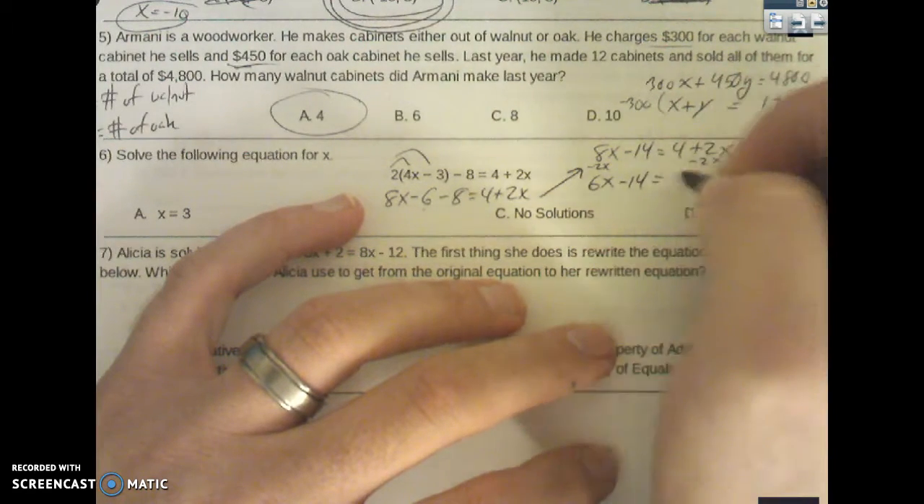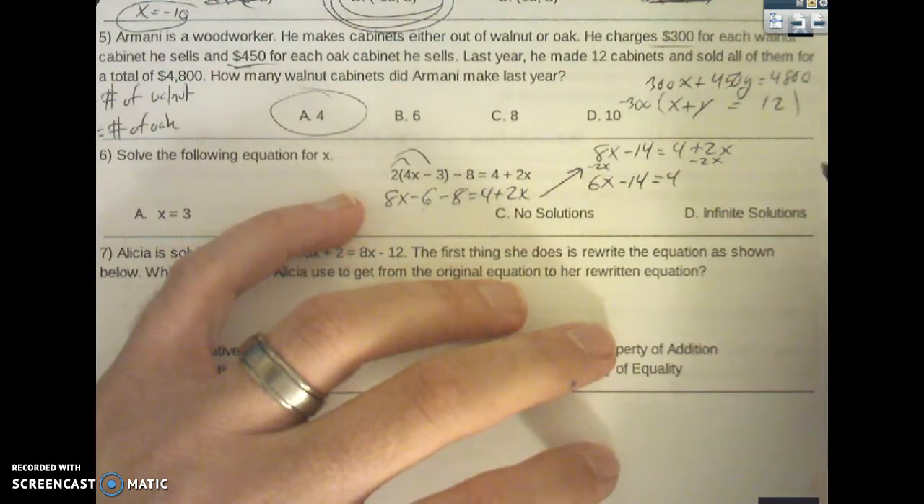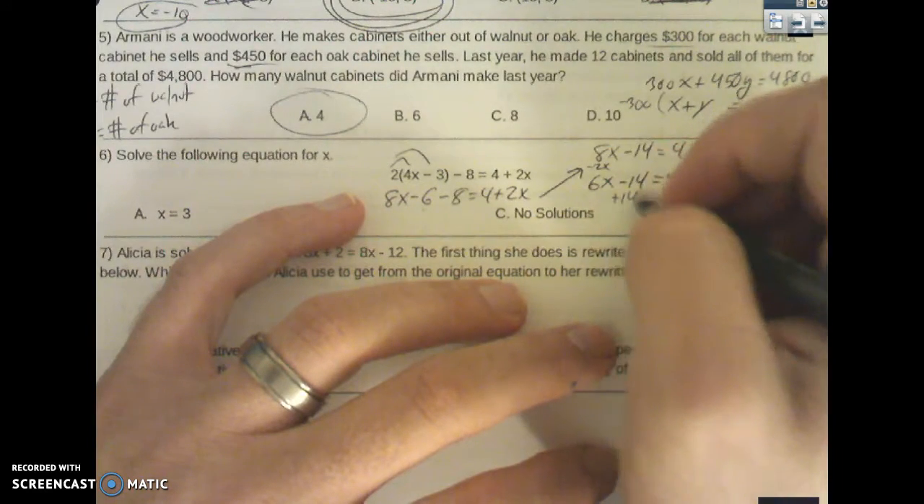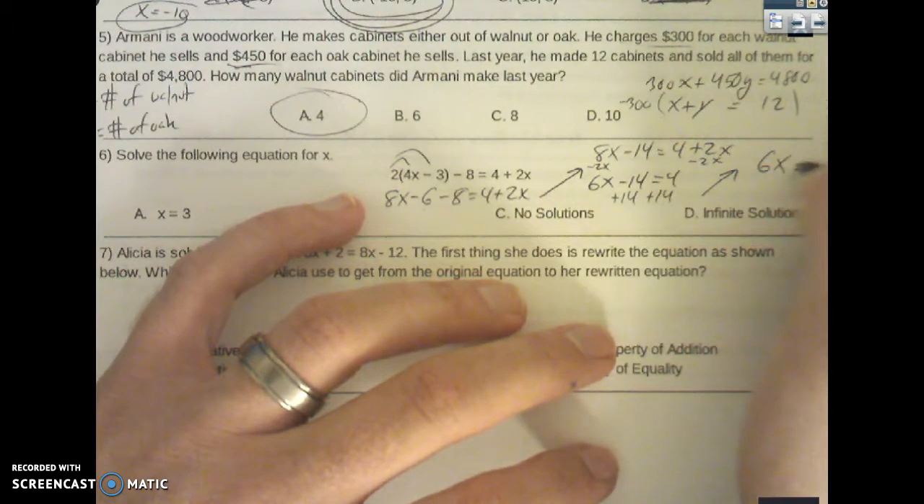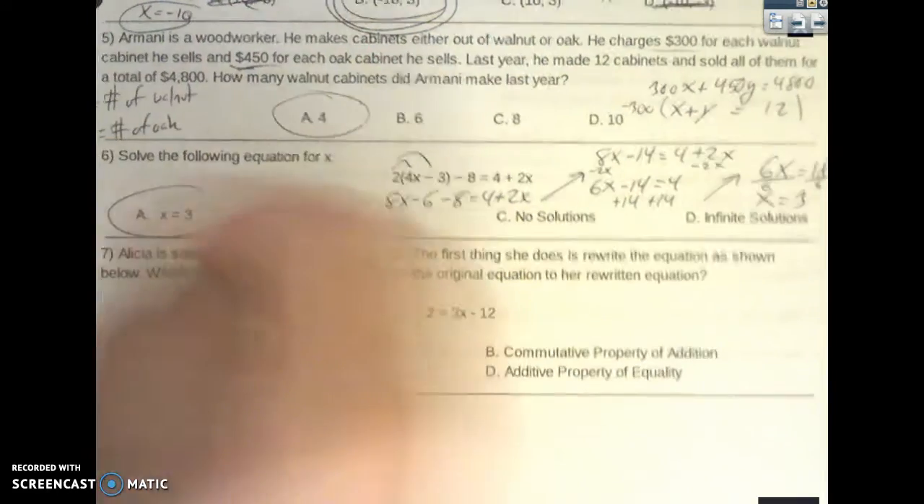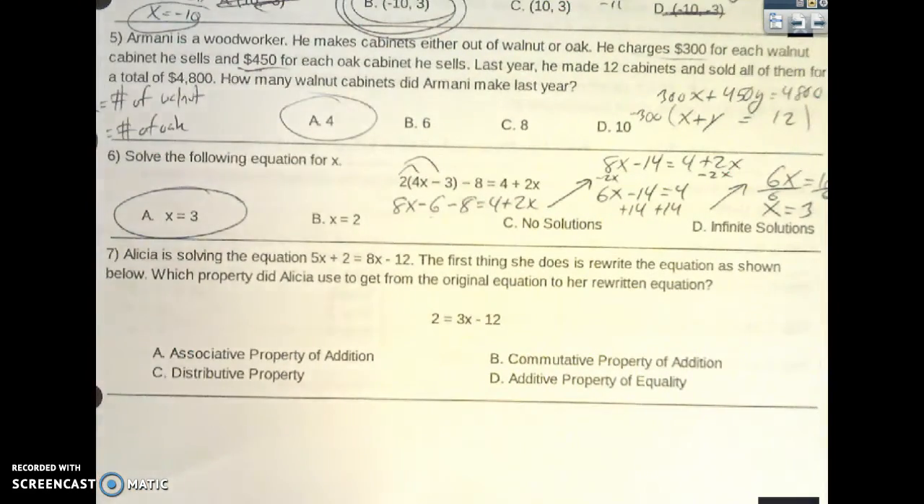6x minus 14 equals 4. I can add 14 over. 6x equals 18. Divide by 6. X equals 3. Boom. You guys are definitely good with that. Okay? Very nice.